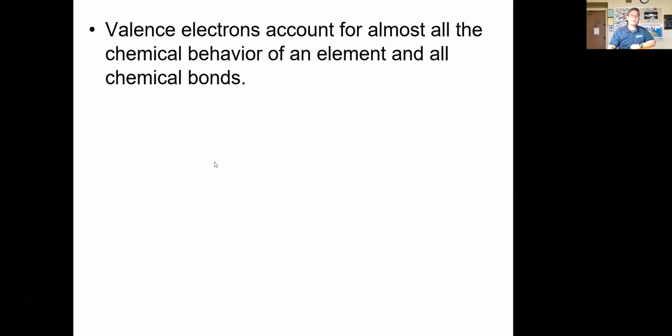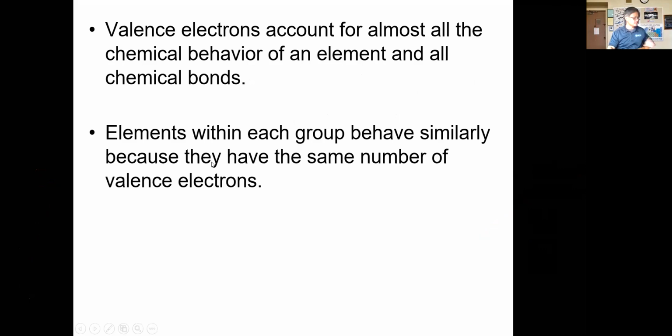Remember we talked about this: within each group, each column, the elements for the most part behave very similarly to one another, because they have the same number of valence electrons. They have pretty similar electron configurations, especially when we talk about valence electrons. They have that in common, and that's the reason why they will behave very much the same.